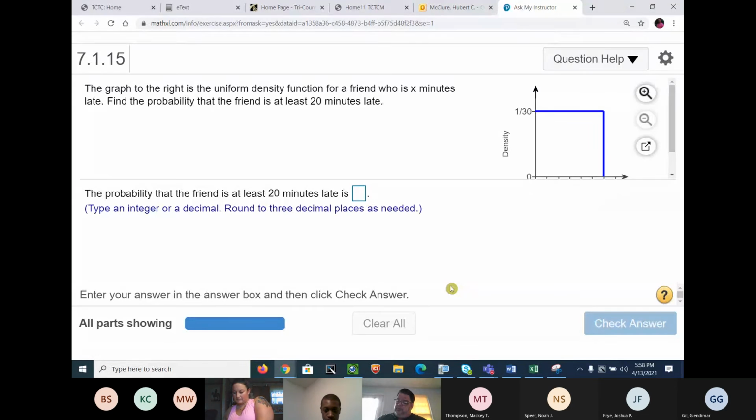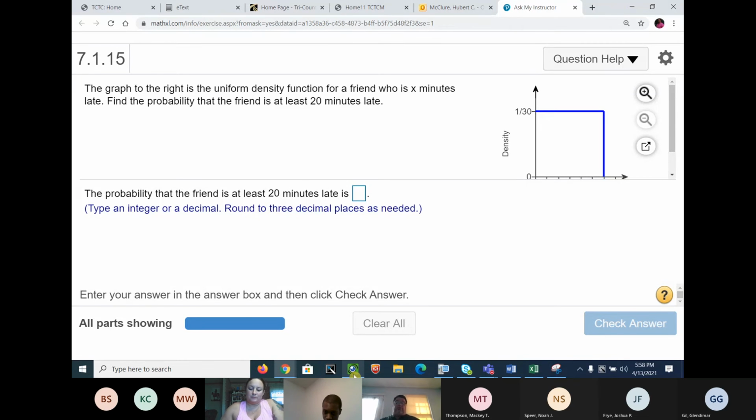7.1, 15/6. Draw the picture. 0 to 30. Height is equal to 1/30 because the base is 30. 15 in the middle. 5, 10, 20, 25. This one only has one question. It says, what is the probability that somebody will be at least 20 minutes late?